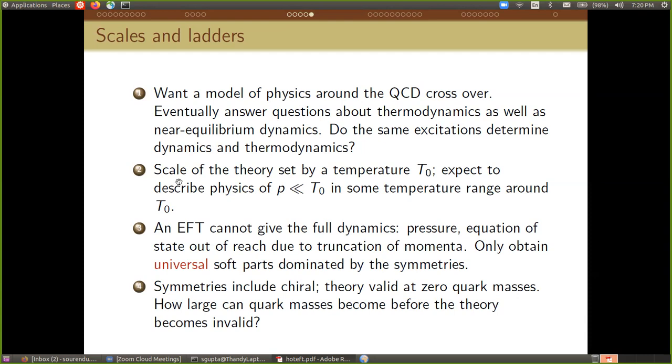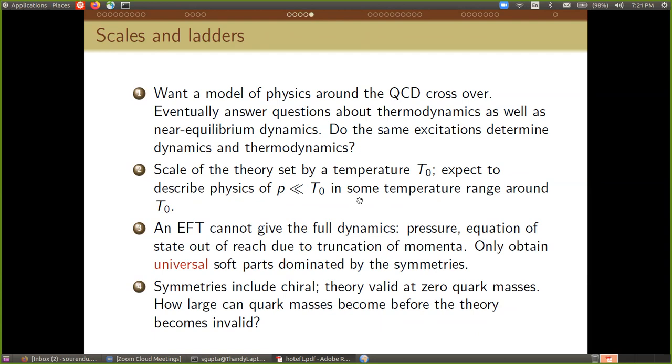Now, there's some special temperature T0, and we want to describe the physics of correlation functions at momenta P, which is very long distance. So momenta P are much less than T0. Maybe not at all temperatures, but in some temperature range around T0. If the crossover temperature is T0, I don't want that effective theory to work at zero temperature. I don't want it to work at 1 million times the temperature T0, but I want it to work in some region around T0. So I lower my expectations of this effective field theory, and therefore I gain more power, it will turn out.